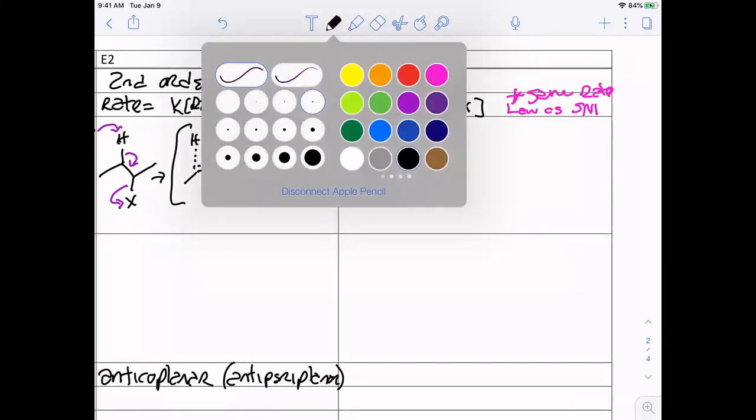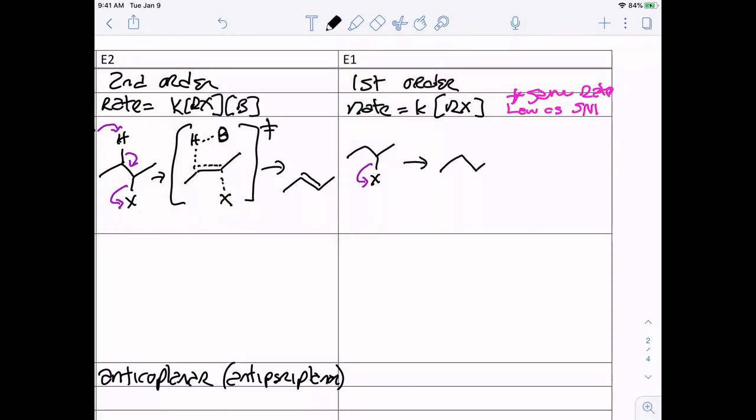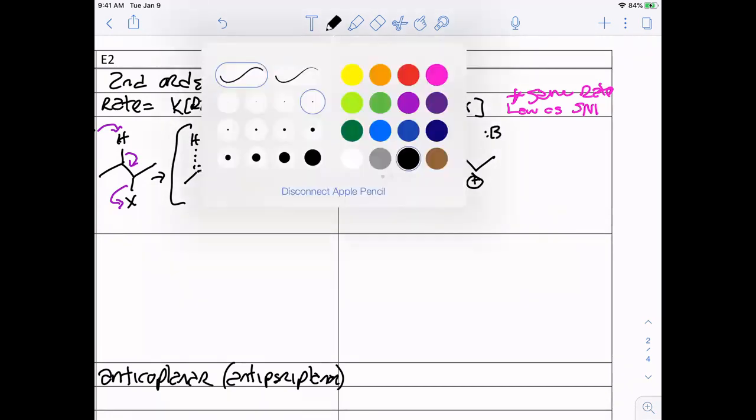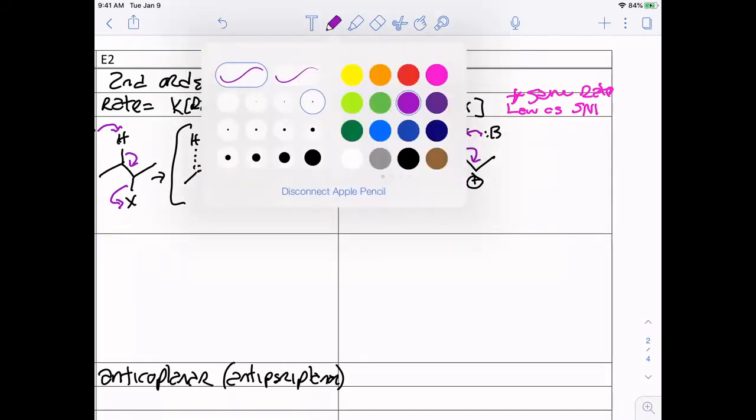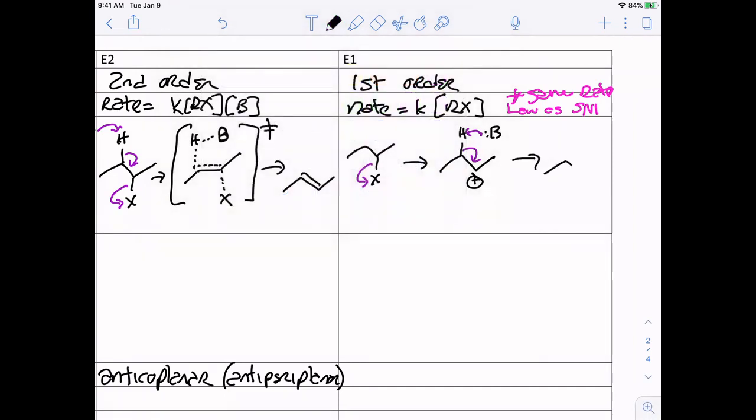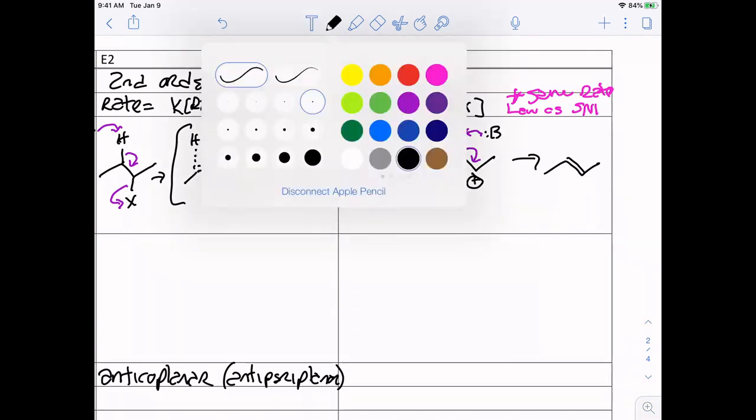My leaving group is going to leave, and I go through that carbocation intermediate. My next step, now my base is going to come in, and it's going to take that proton, and then those electrons are going to go down. And then I'm going to get that alkene. Again, I could take the hydrogen off the other beta carbon, but I want to follow Zaysev's rule.